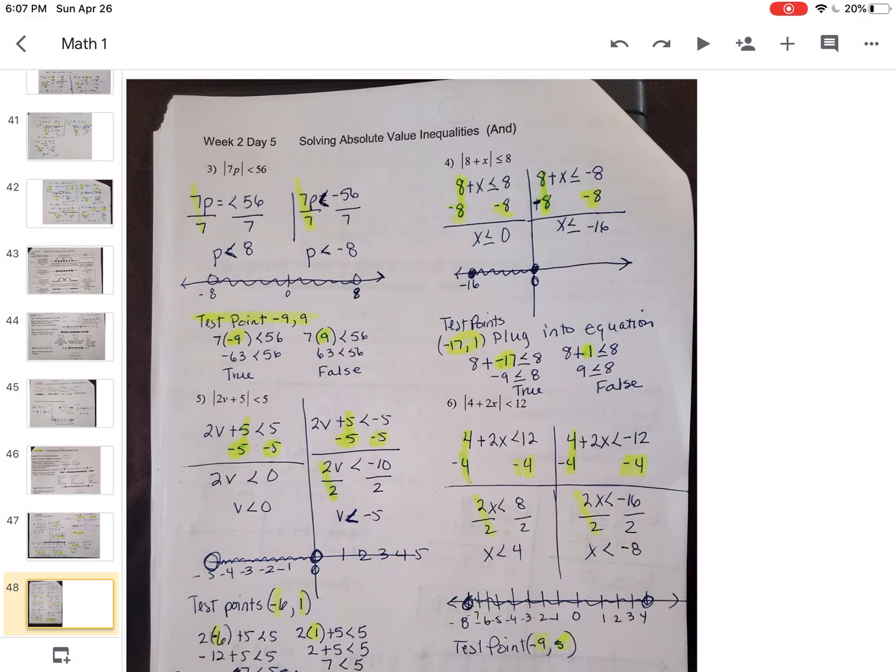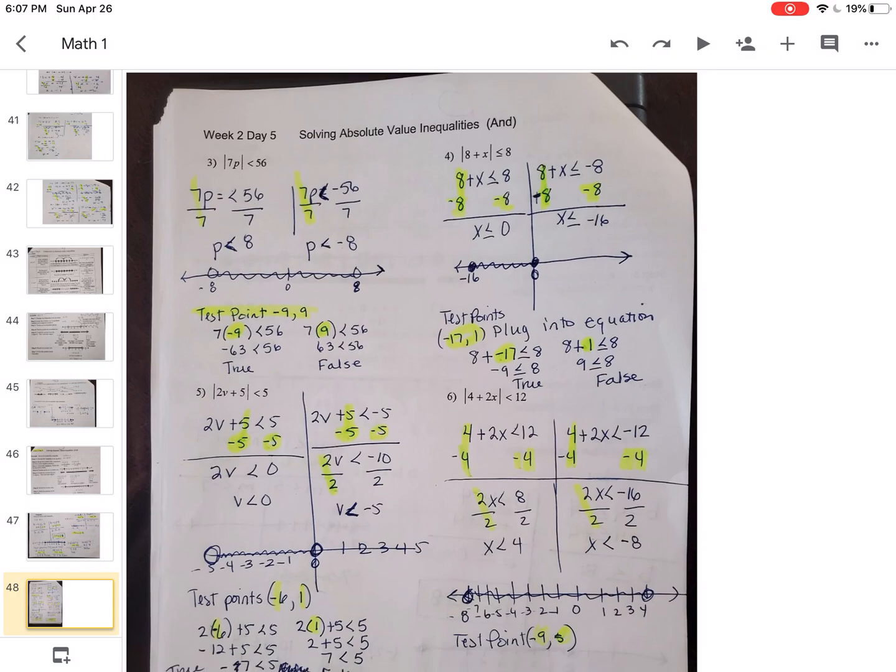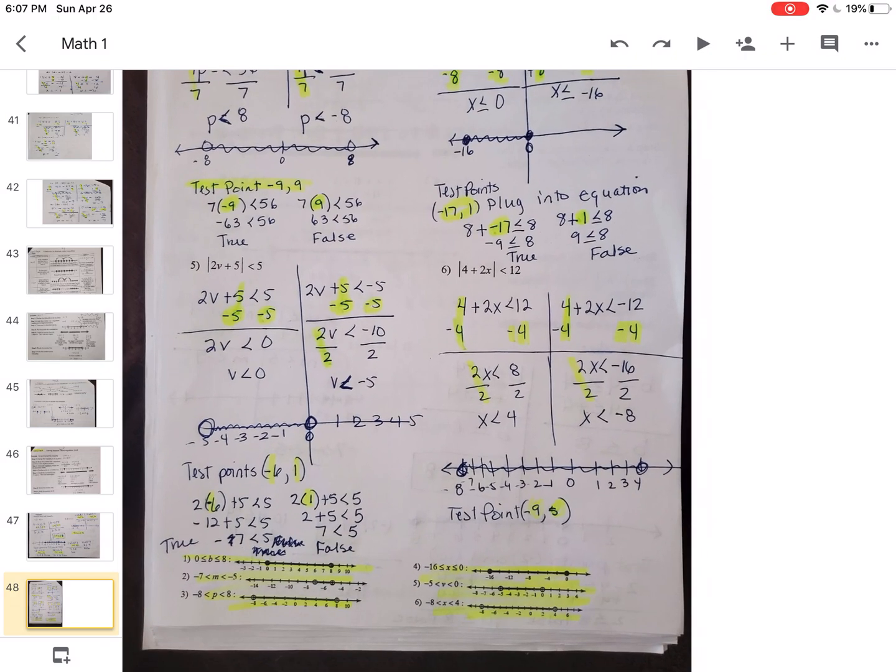Okay? For number 4, no division on this one. You just have to subtract the 8 and solve. On 5, you have 2b plus 5 is less than 5 on one side. Do your subtraction, subtracting the 5s. And on this one, it's 0, so you don't have to divide. On the other side, you do your subtraction of minus 5 and then divide by 2. Plot your point, check your test points.